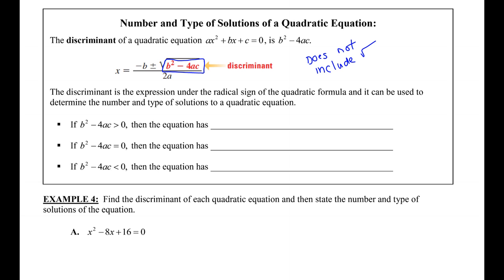Alright, the discriminant is going to be used to tell us the number and types of solutions to a quadratic equation. If the discriminant is a number greater than 0, that means that you are going to have 2 real solutions. If you calculate the discriminant and it equals 0, then you will have 1 real solution. And if you calculate the discriminant and it's something less than 0, we have 2 imaginary solutions.